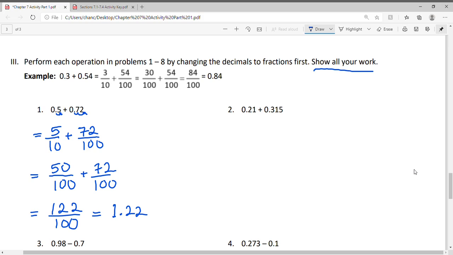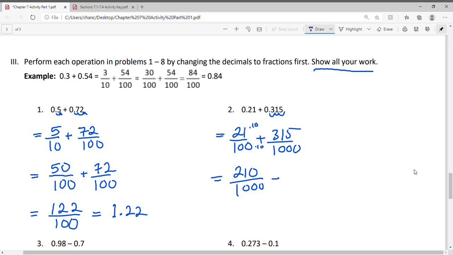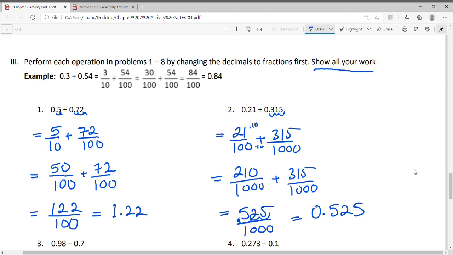In question 2, let's convert 0.21 into a fraction. That's 21 over 100. And 0.315, I'll need 3 zeros for this. That's 315 over 1,000. We need to get the denominators the same, so let's multiply the top and bottom of the first fraction by 10. That's going to give me 210 over 1,000 plus 315 over 1,000. And now I can easily add the numerators. 210 plus 315 should give me 525 over 1,000. And that's equivalent to, let's divide by 1,000, that's 1, 2, 3. So I should get 0.525. This is our solution for question 2.